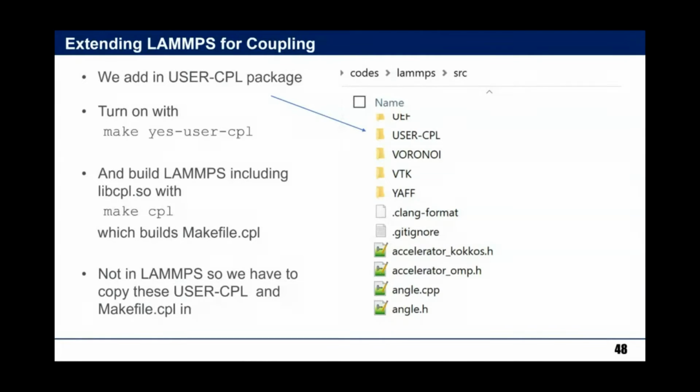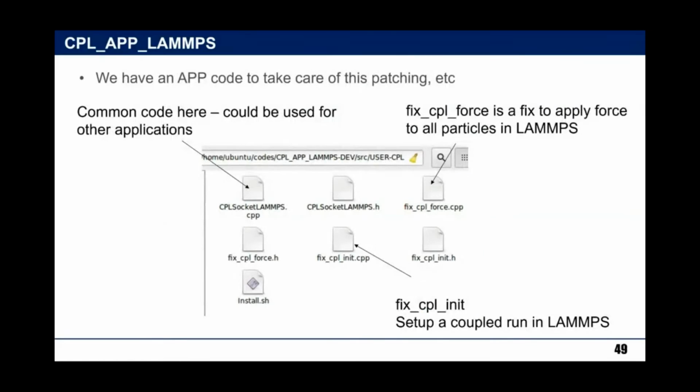And so we wrote a USER-CPL package that you can turn on using make yes-user-cpl, and then you use make cpl-with-them, which basically builds it with the CPL library linked in. So what you get as a result of that is a version of LAMMPS that has CPL involved in it. And so what USER-CPL includes is a couple of new fixes, a fix for applying the forces, and a fix for initializing and setting up the coupled run within LAMMPS. And then most of the common code is bundled in this coupler source socket LAMMPS. And all of this is on GitHub. I'll give you the URLs in the next part.